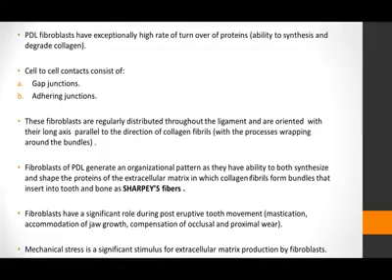The fibroblasts have a very important role during post-eruptive tooth movements, including mastication, accommodation of the jaw growth, compensation of the occlusal and proximal wear, and compensation for the mesial drift. Proximal wear is when two adjacent teeth contact at the proximal surfaces, and wear occurs between those proximal surfaces. So that is called the proximal wear.